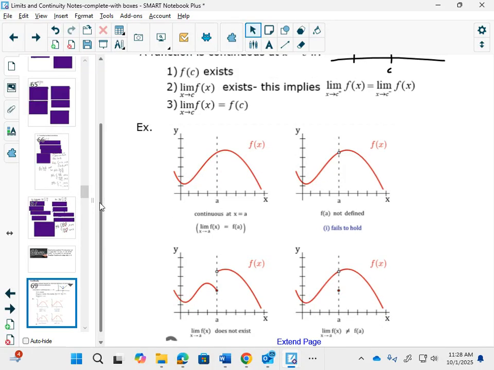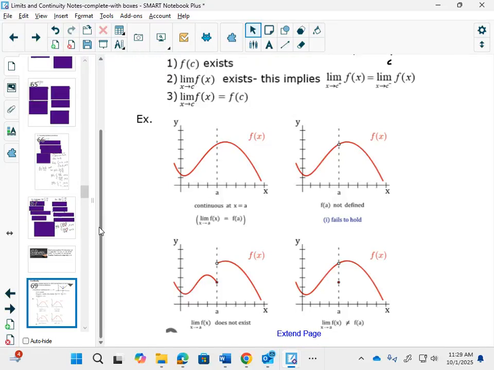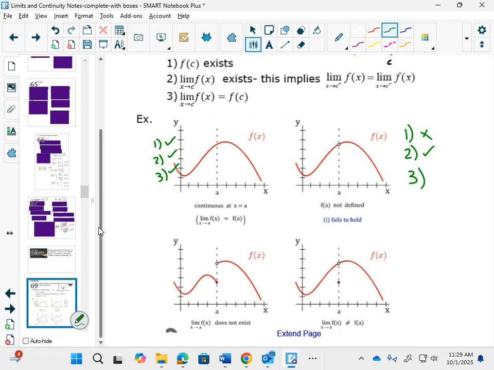Okay. This one has a hole, so it doesn't exist at the point. This would not be continuous at A. This one definitely jumps. F of A exists, so part 1 was good, but the limit doesn't come to the same thing. This one doesn't have a limit. This second one here, check, check, check. Step 1 is good, step 2 of continuity is good, step 3 of continuity is good. The second one, 1 is bad, 2 was good, 3 was bad.